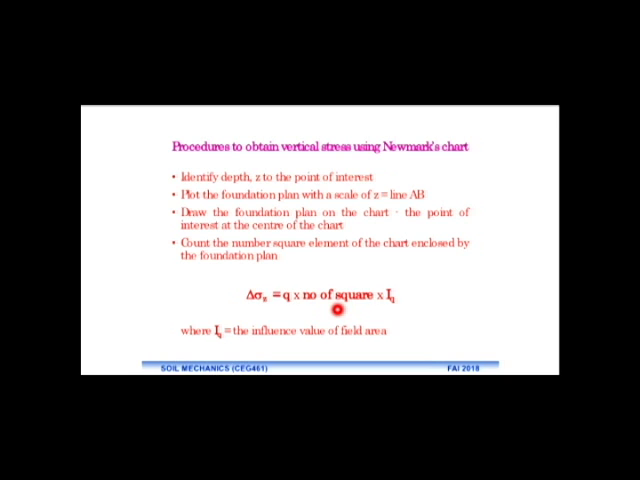So if you know your Q is 100 kPa, your number of squares is 43, let's say, and IQ is 0.005. So finally, you can get the increment of the vertical stress at the point of interest. Right. That's easy.